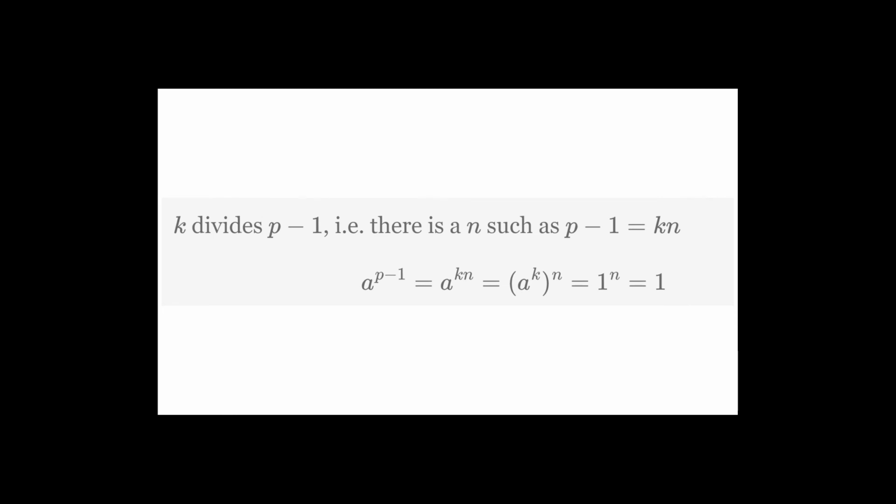And then the result would be still 1, because 1 is a neutral element for the multiplication. You can multiply 1 by itself any number of times you want, it's still going to be 1. So at the end, you have the result that a to the power p minus 1 is equal to 1 modulo p, which is the Fermat little theorem.